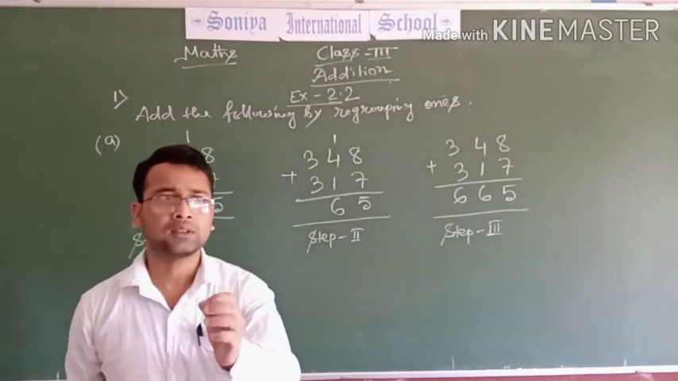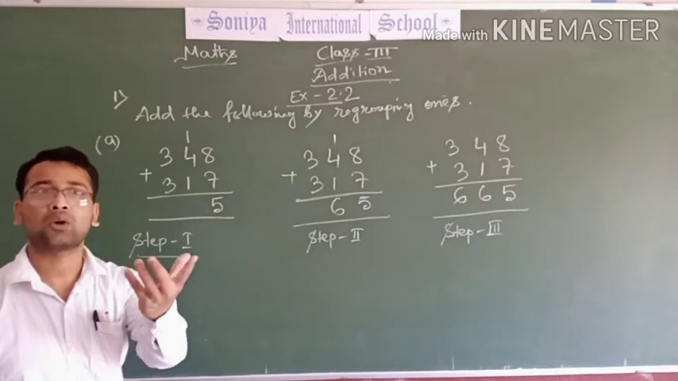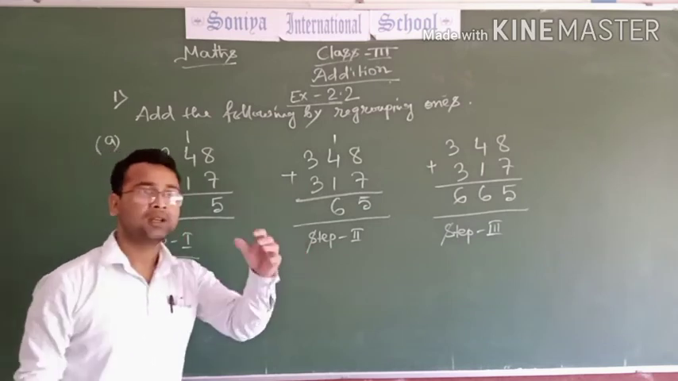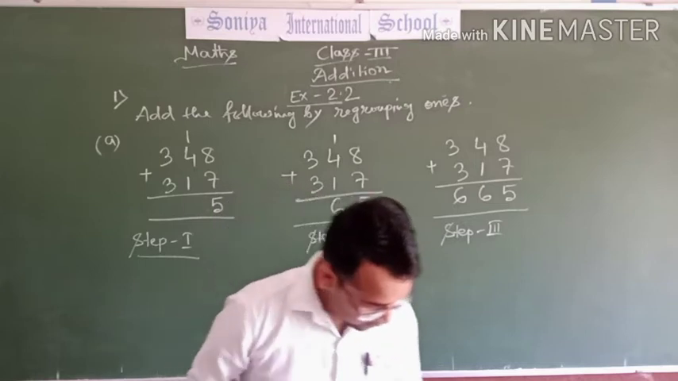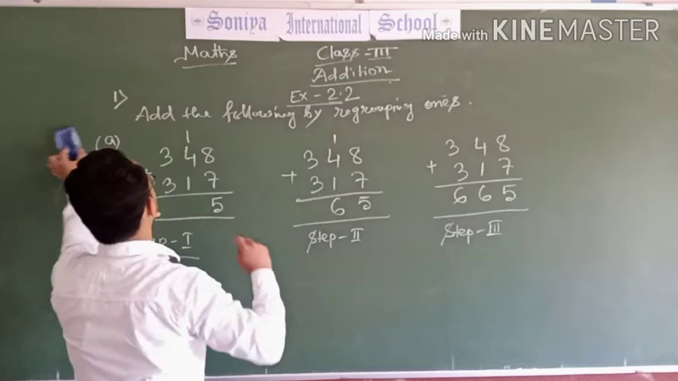Whenever regrouping ones, add the ones places and get one extra, a carry. This is regrouping ones. Whenever regrouping tens, it is a different method. Now take the next one.